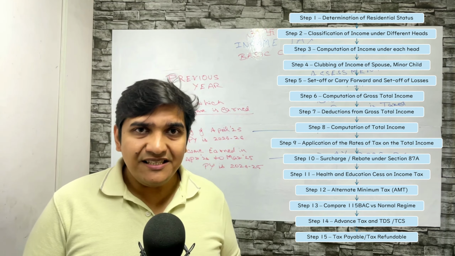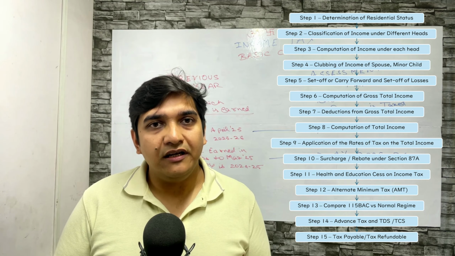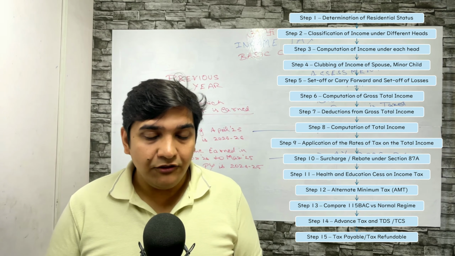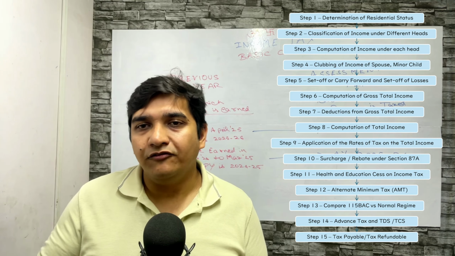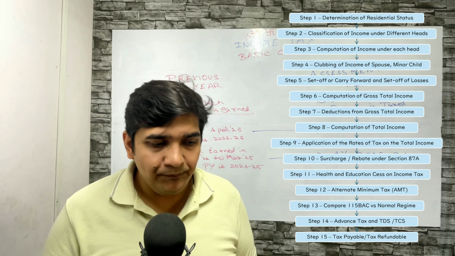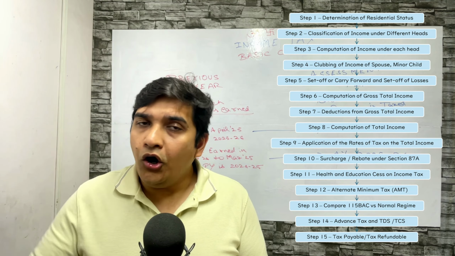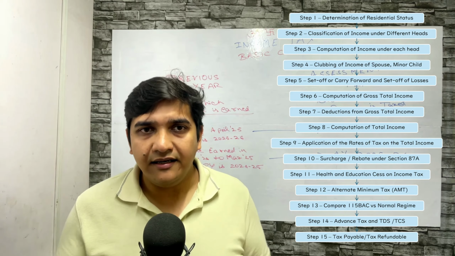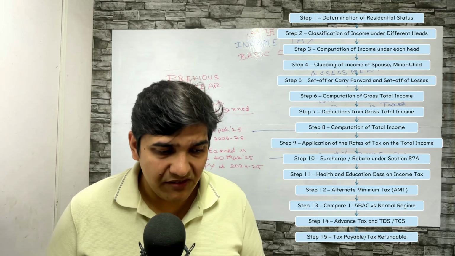So the second step is classification of all the incomes under different heads. The third is computation of income of each head. So under each head, you compute the income. The fourth is clubbing of income of spouse or minor. If there is any income of the spouse or a minor child or anyone else which needs to be clubbed, you have to club. Then you set off or carry forward losses. When we say set off, it is inter-head set off, any carry forward of losses or any set off of losses from the previous years.